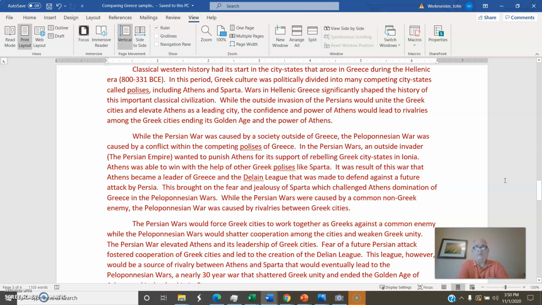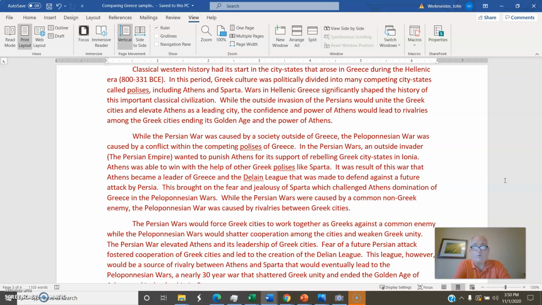So I introduced the idea of Greece. You have to bring your reader into your topic and not just hit them over the head. So I say classical Western history had its start in the city-states that arose in Greece during the Hellenic Age. In this period, Greek culture was politically divided into many competing city-states called polises, including Athens and Sparta. Wars in Hellenic Greece significantly shaped the history of this important classical civilization.